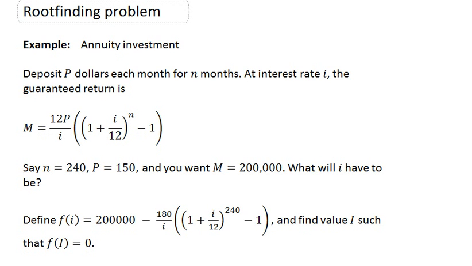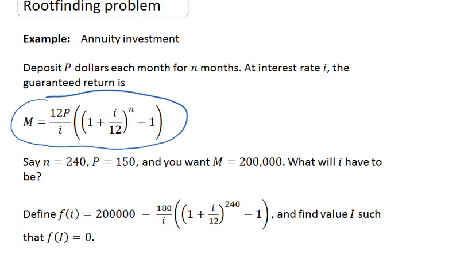As an example, we'll use a type of financial investment called an annuity. In an annuity, you have a predefined contribution and a predefined payout. If you deposit P dollars every month for N months, and the annual interest rate is quoted to you as the number I, then the return that you get at the end is called capital M, and it's given by this formula here.